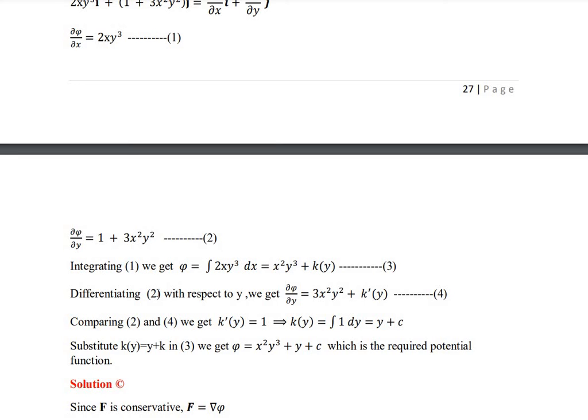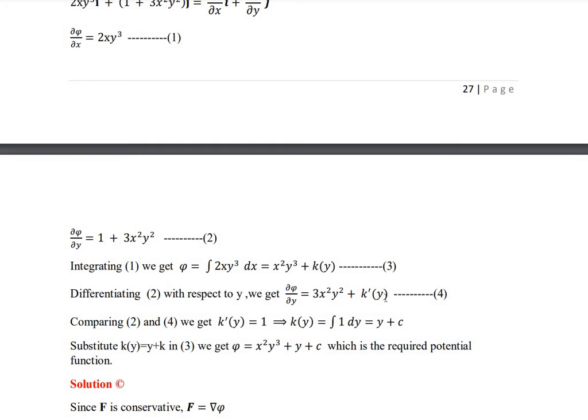So differentiating 3, you are going to differentiate this one, you will get ∂phi/∂y. So that will be equal to, this one is with respect to y, so you will get 3x squared y squared plus derivative of this one. So what is that? k dash of y, with respect to y. You take it as equation number 4.